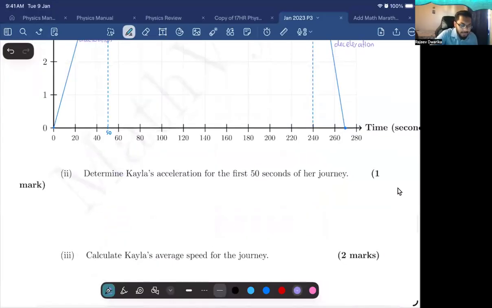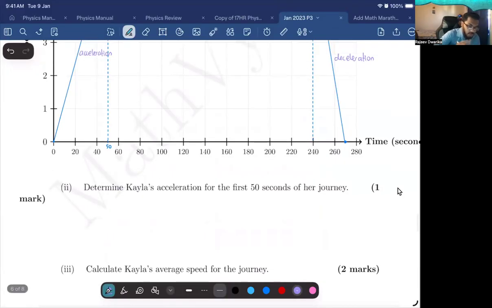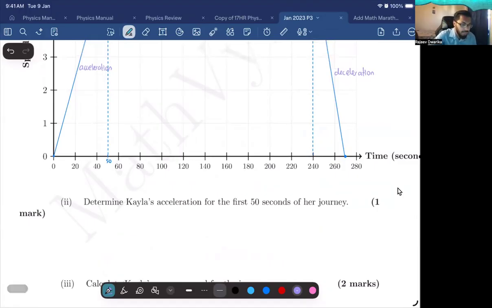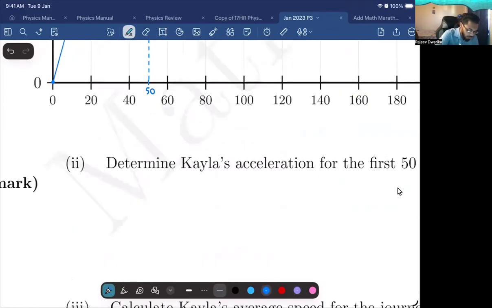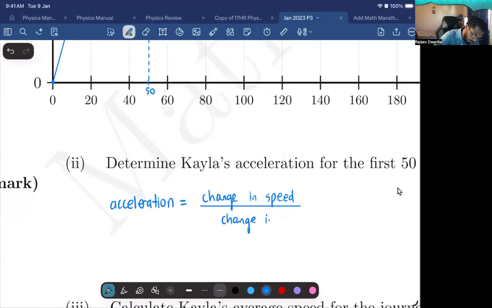Part 2. Determine Kayla's acceleration for the first 50 seconds of her journey. Now, there's two ways you could go about this question. The physics route and the maths route both will earn you full marks. So the easiest way to work this question out would be like this. Guys, if you didn't know, acceleration is just the change in speed over the change in what? Does anybody know? Time. Change in time, sir. Right, change in time.